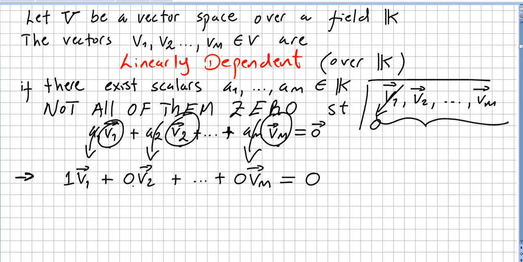So this is 0, this is 0, these scalars are all 0, but this one is not 0. But the thing is that v1 is 0. Okay, so the conclusion is, in a set of vectors, if one of them is 0, the vectors will be linearly dependent.